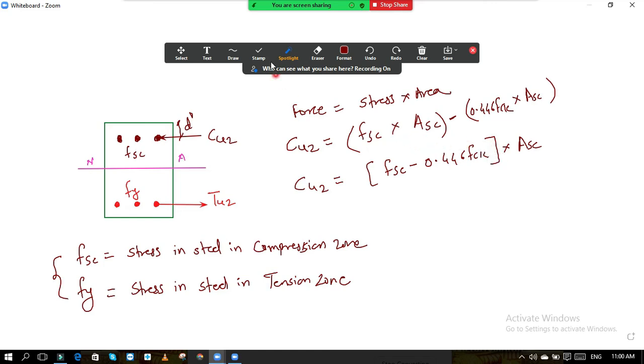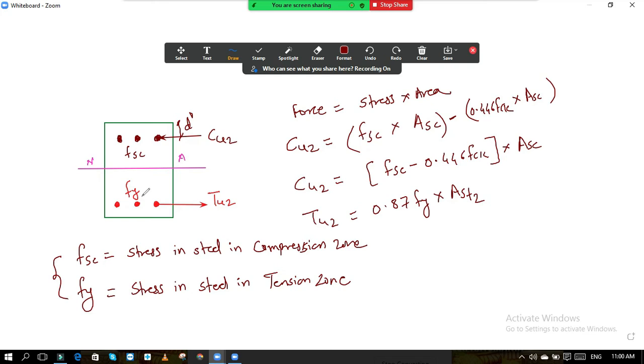Okay, and what is the value of your Tu2? Tu2 will be as usual. Tu2 is nothing but 0.87 into Fy. Now why have I taken Fy over here? Because this steel is in tension zone. So Fy. And for Cu2 I am taking FSC because the Cu2 steel is in compression zone. So FSC is the stress in compression for steel and Fy is the stress in tension for steel, into area of steel AST2. Okay, so this is your AST2.